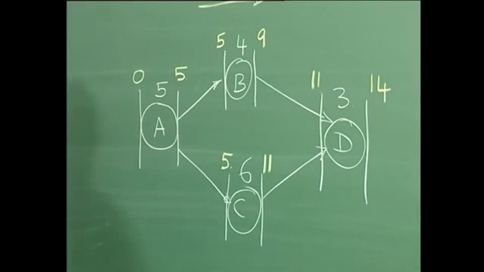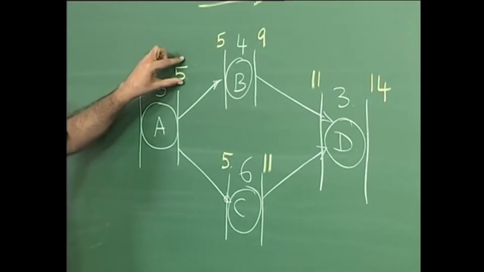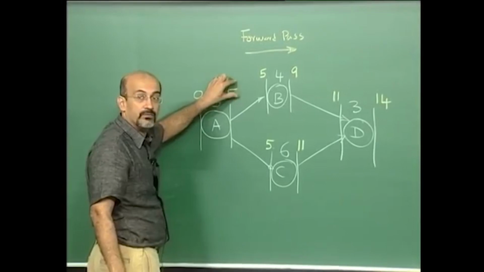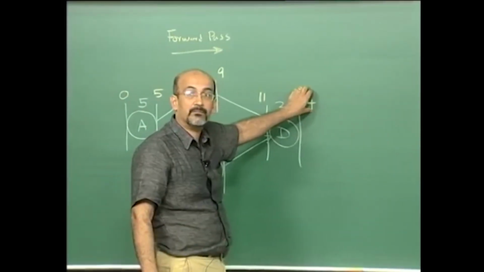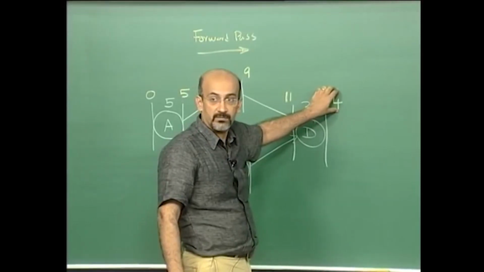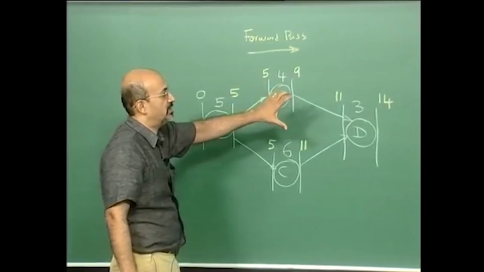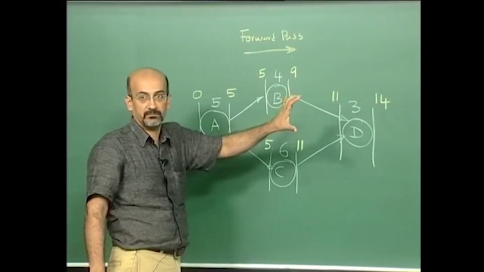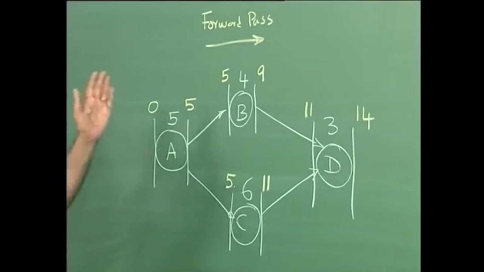So what we have calculated here is the early start and early finish of all the activities in the network, and ultimately we landed up with the project duration. This project will take 14 days to complete, and we found early start and early finish through the forward pass.